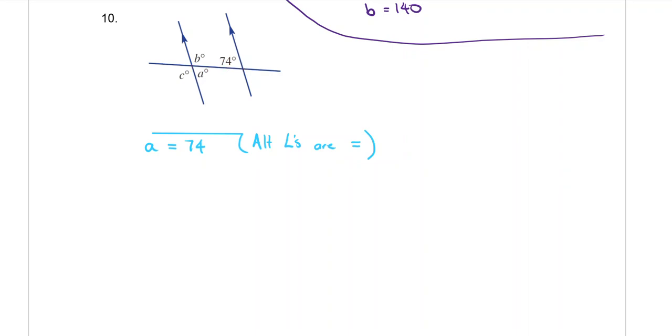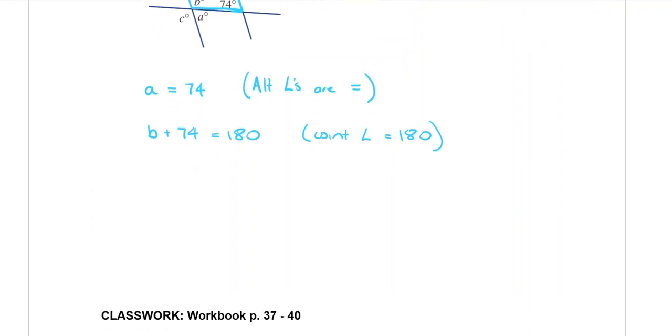Okay, next let's have a look at B. So I could go around the B and I could go around the 74, or alternatively you could have drawn a straight line through to the A if you prefer. But I'm going to do this co-interior one. So the B plus the 74 are equal to 180 because co-interior angles equal 180. Okay, then I'm going to minus the 74, minus the 74, and I get my answer for B, which is 180 minus 74, which is 106.